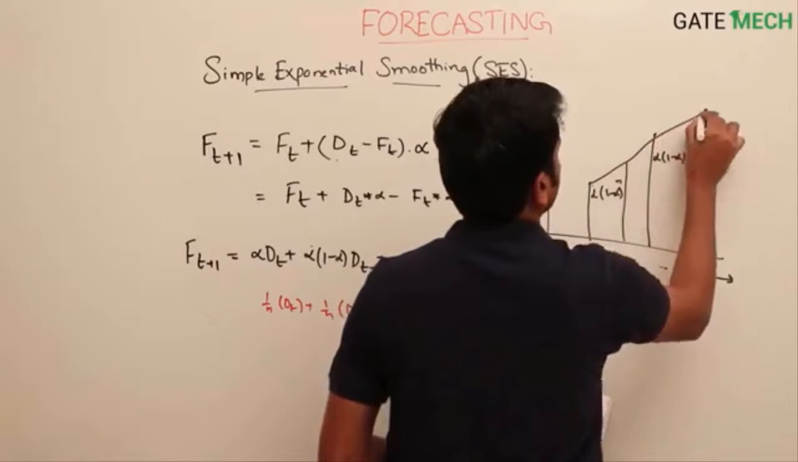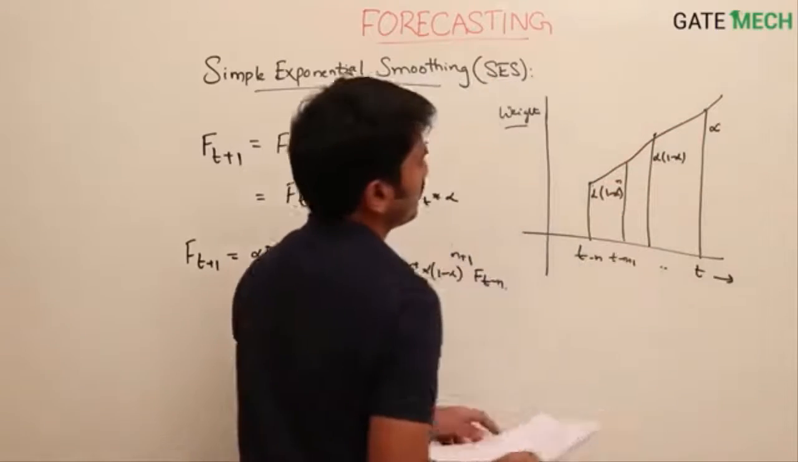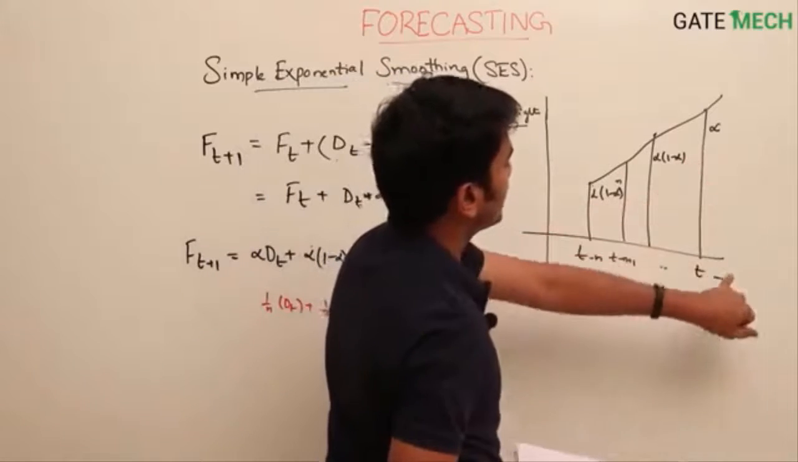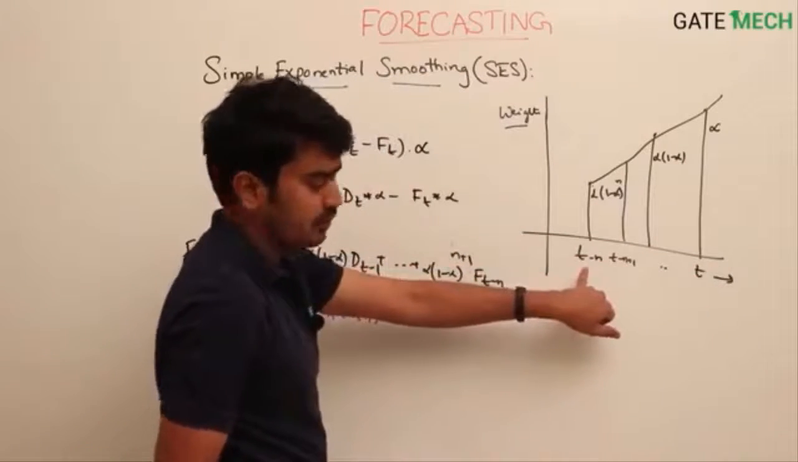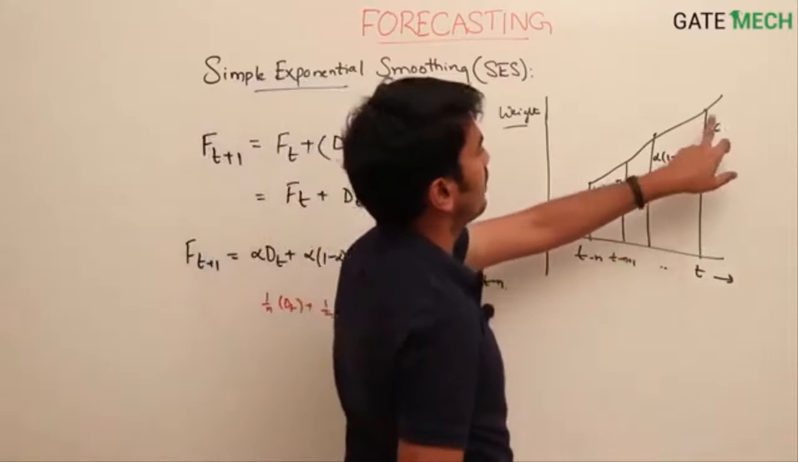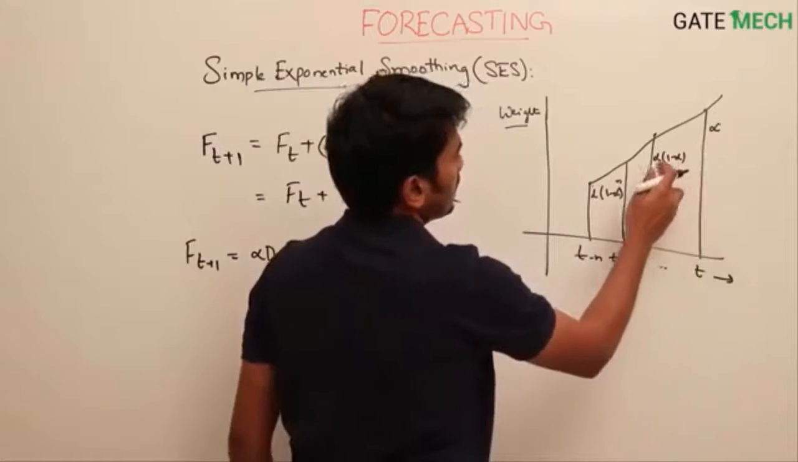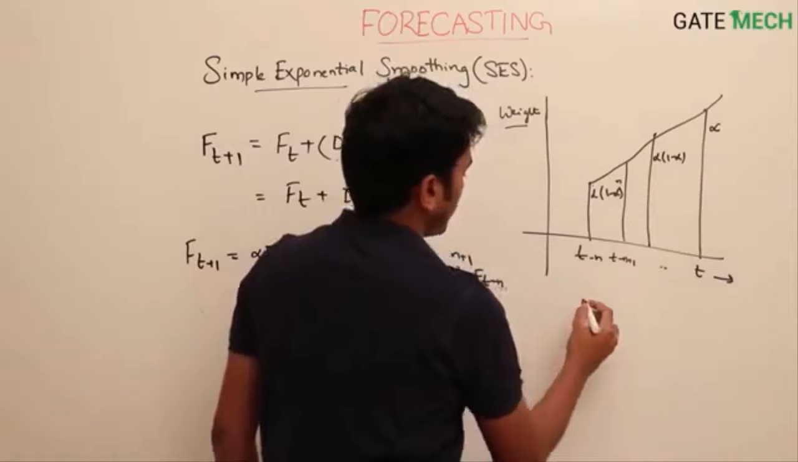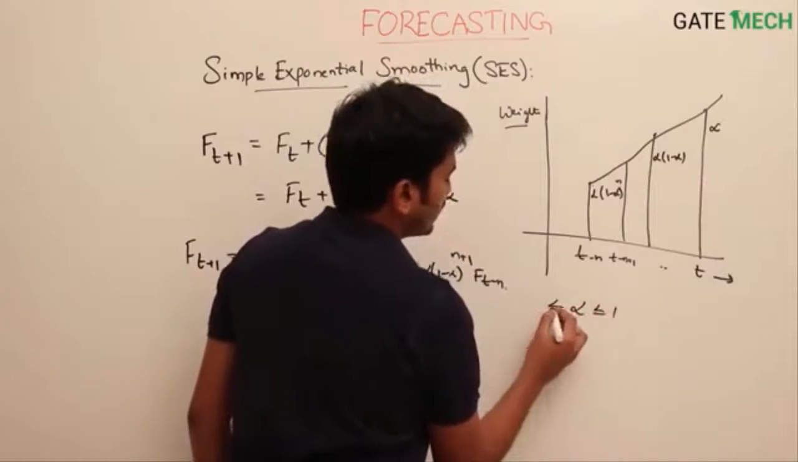So the weightages are decreasing from the current period to previous periods in an exponential way. That is, here it is alpha into 1 minus alpha. As we know, alpha lies between 0 and 1.